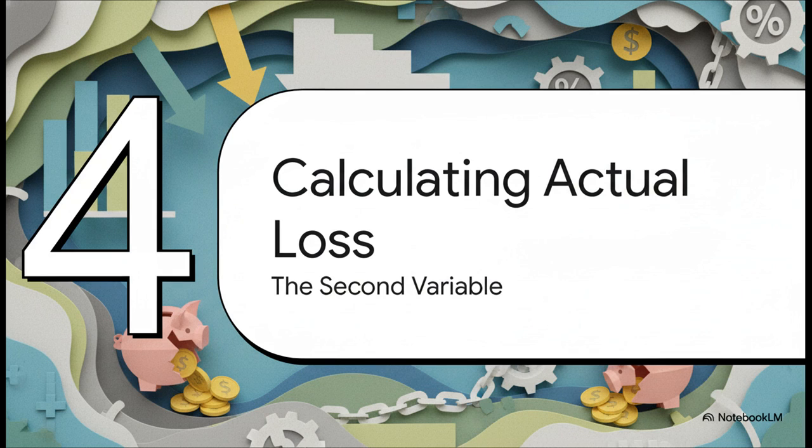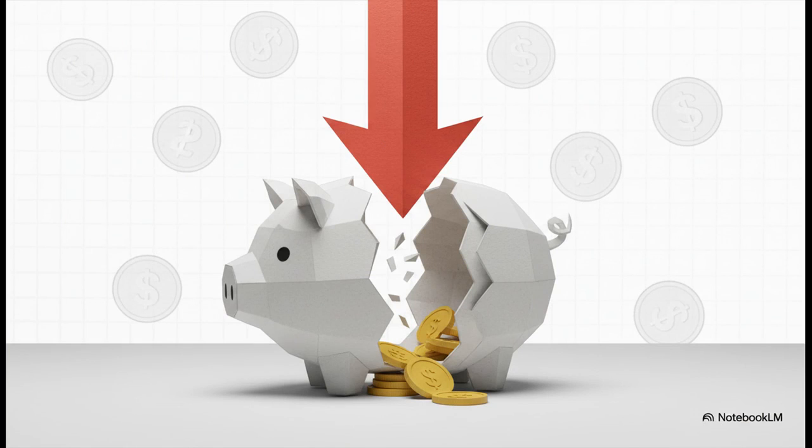But what's the next question you'd ask? Well, it's pretty obvious. If it does happen, how bad is it going to be? How much money are we actually going to lose? And that brings us right to the second part of our equation, loss given default, or LGD. This is the number that puts a figure on the financial pain. It's the percentage of the loan that the lender expects will just disappear, gone for good.